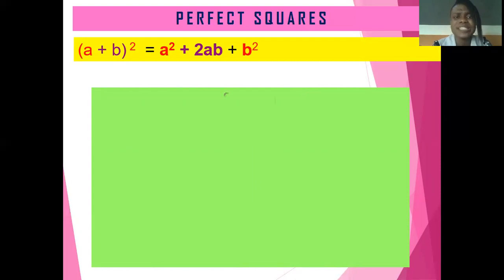Now, when you have a quadratic equation, for example, x squared plus 12x plus 36 equals to 0, I put it to you that this quadratic equation is a perfect square. But how do I know that it's a perfect square? Let me show you. So we're going to compare it to a squared plus 2ab plus b squared.